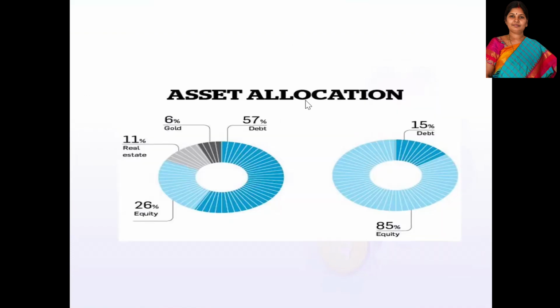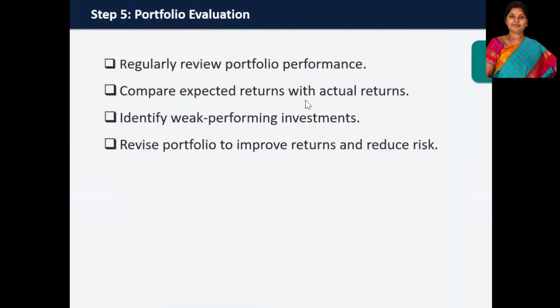See, 57% they have invested in debt, 6% in gold, 11% in real estate, 26% in equity. If you see this debt equity proportion, debt they have invested 15% and 85% in equity. Like that, investors will choose asset allocation for making investments.